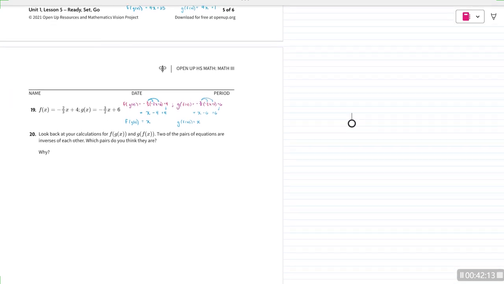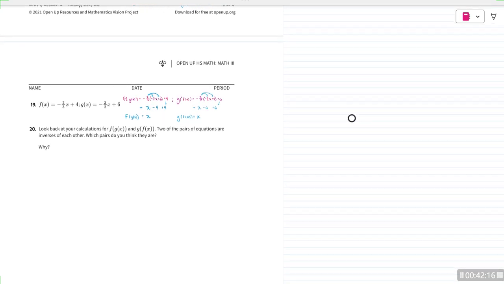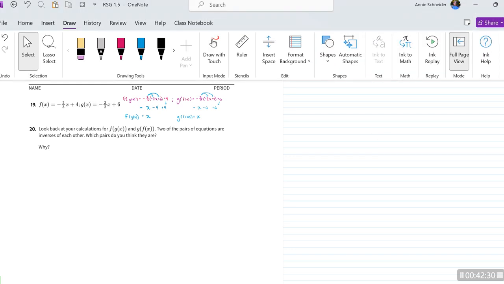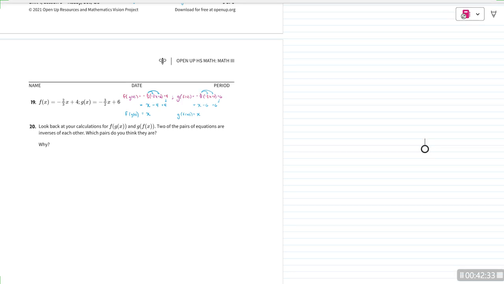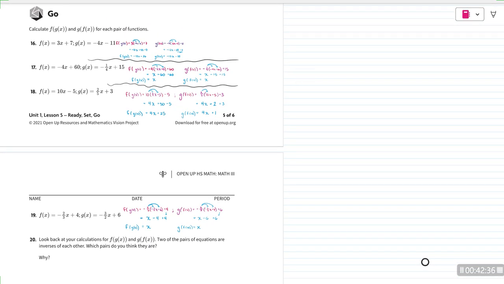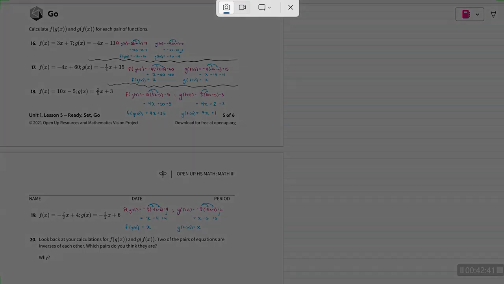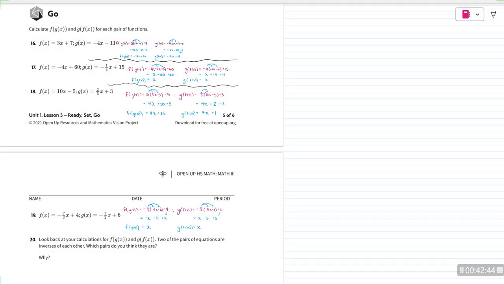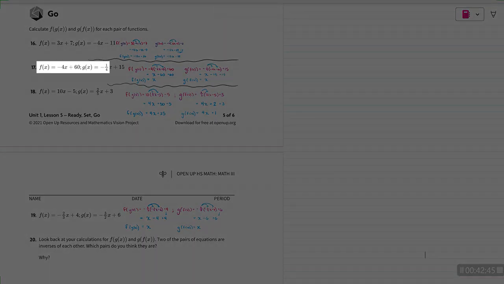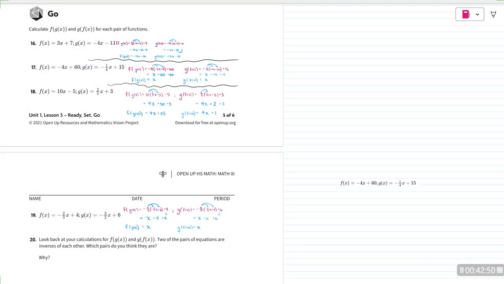Okay. All right. So question 20 says, look back at your calculations for f of g of x and g of f of x. Two of the pairs are inverses of each other. Which pairs do you think they are? Why? The pairs that are inverses are the pairs that came out to just x. So 17, I'm going to redo that. There we go. And 19.